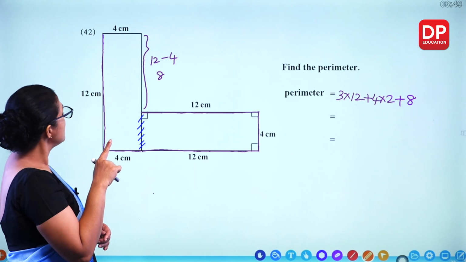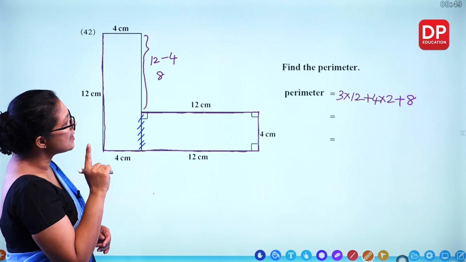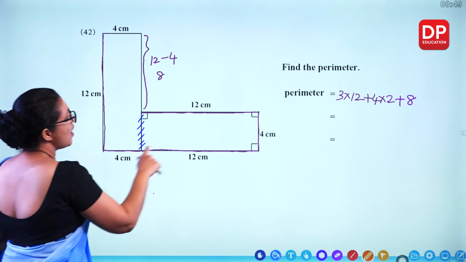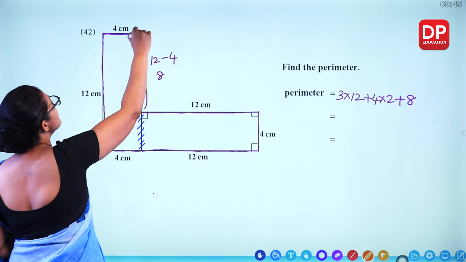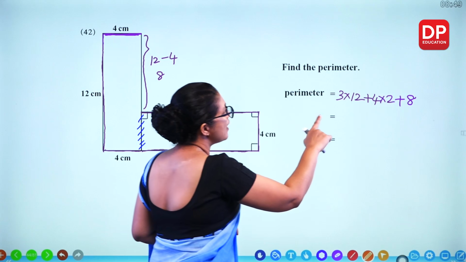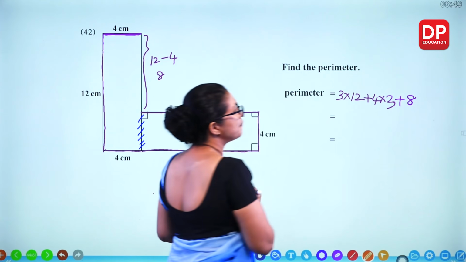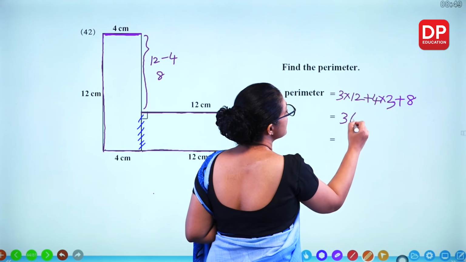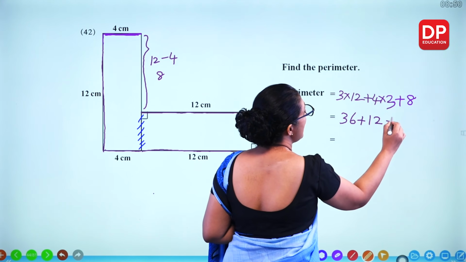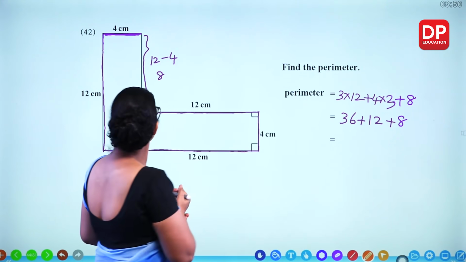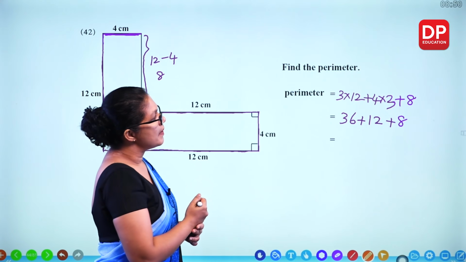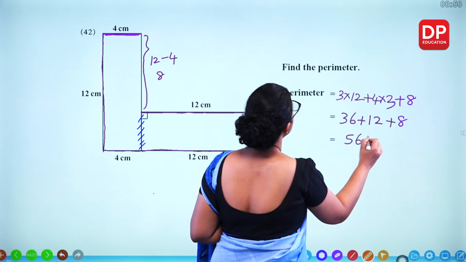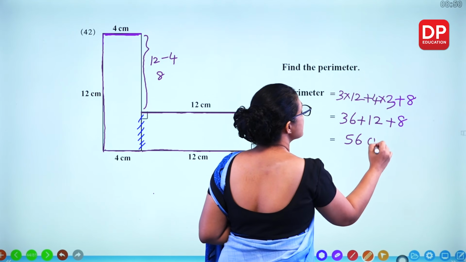Now we took all sides. Did we take all sides? No. Here we missed one length. 1, 2. Here this is 3. So we'll multiply 4 times 3 here. Now it's correct. So 3 times 12, 36. 4 times 3, 12 and 8. And 12 plus 8, 20. And this is 56 centimeters.